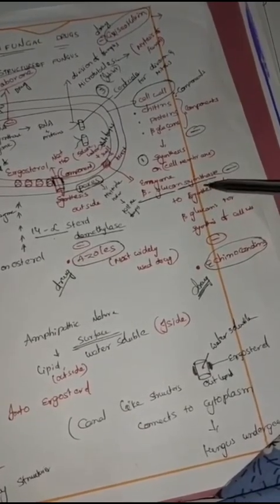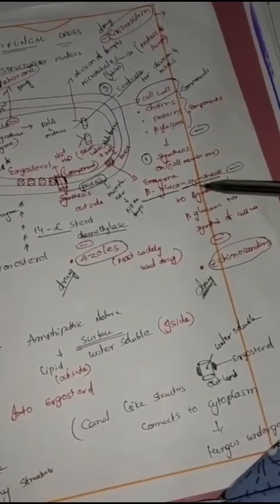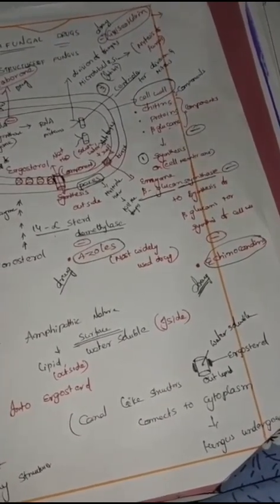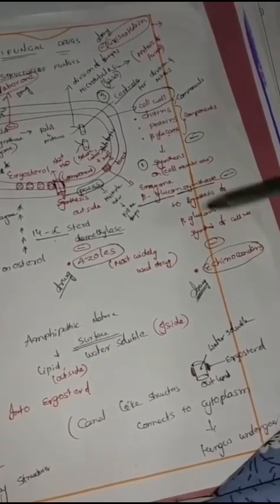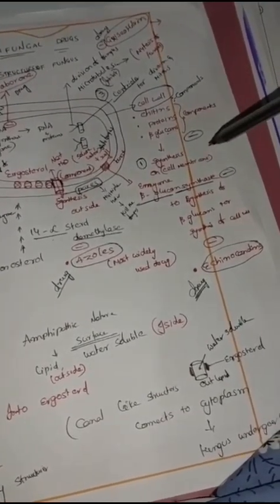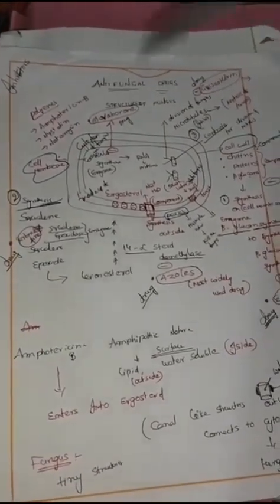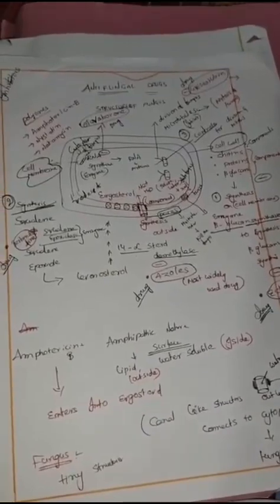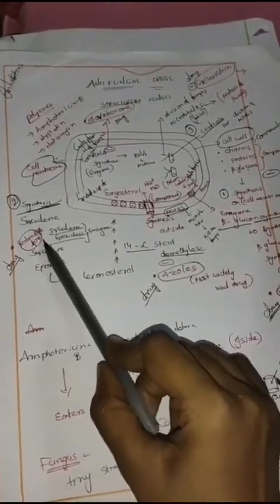Okay, if we are inhibiting the beta glucan synthesis, what is going to happen? There is no synthesis of the glucan. That is nothing but echinocandin, which helps in inhibiting the beta glucan synthase. Okay, and next, everywhere we are targeting the fungus.